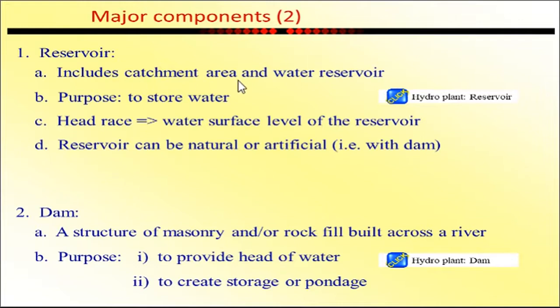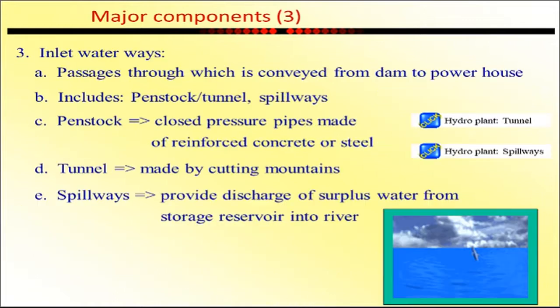Now the reservoir includes the catchment area or water reservoir. Its purpose is to store water. And what is head race? The water surface level of the reservoir is nothing but the head race. And the reservoir may be natural or artificial. Then what is a dam? It is a structure of masonry or rock fill built across the river. The purpose is to provide head of water and to create storage or pondage.